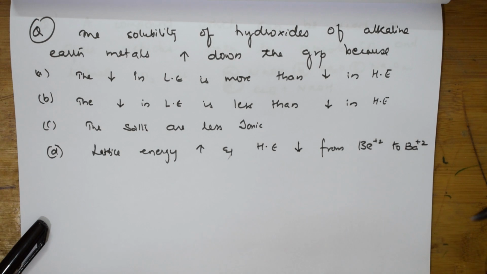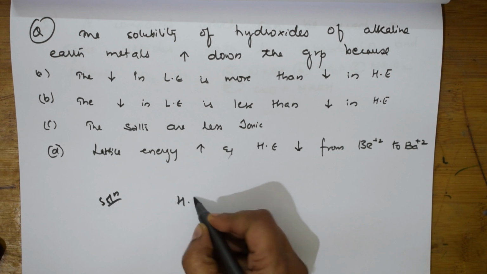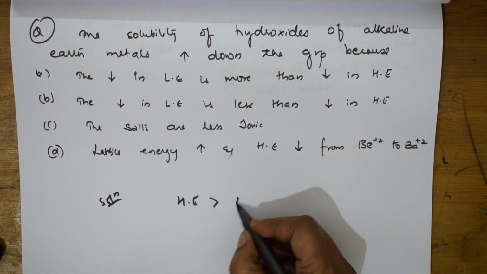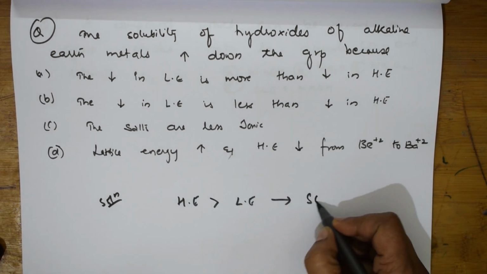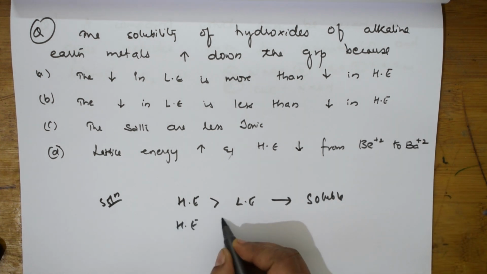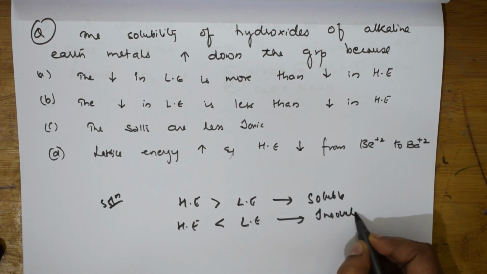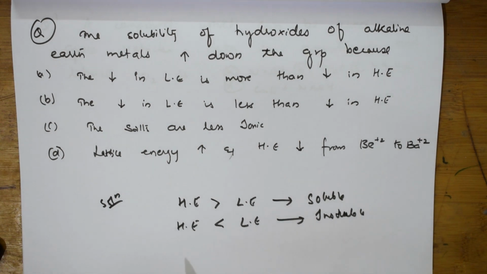Here in this question, what do they give us? The solubility of hydroxides of alkaline earth metals increases down the group. Fine. So when such a question is given to you, you should remember only one concept. What is that concept? Solubility. I said if hydration enthalpy is greater than lattice enthalpy, the particular salt is soluble. If the hydration enthalpy is less than lattice enthalpy, the salt is insoluble. Remember this.